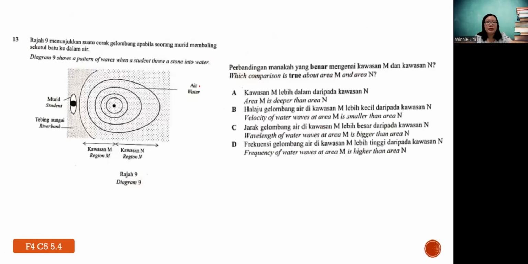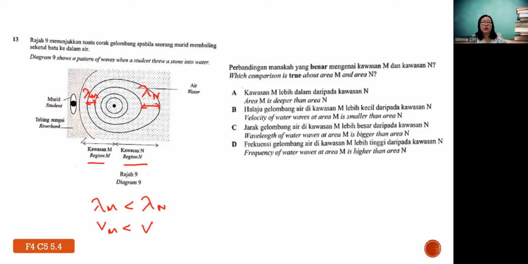Next one, 13. Which comparison is true about area M and also N? Okay, so a student is over here. So M is here, N is here. What is this distance in between first? This is called wavelength. So the wavelength here is smaller for M. Why is it smaller? Because the speed at M is also lower.